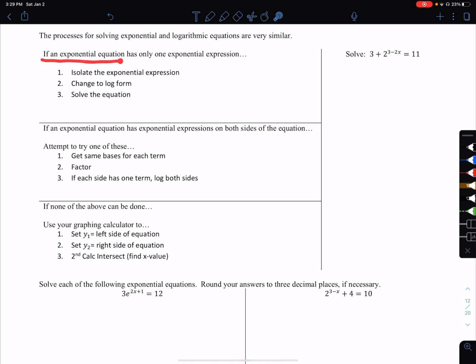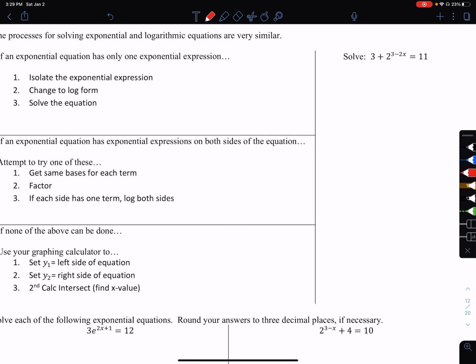If an exponential equation has only one exponential expression, like this one right here, and the other terms are not exponential, here are things that you would probably try to do. Isolate the exponential expression, meaning get it by itself. So over here, if we subtract 3 from both sides, we have accomplished that.